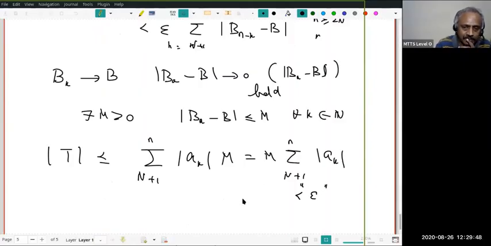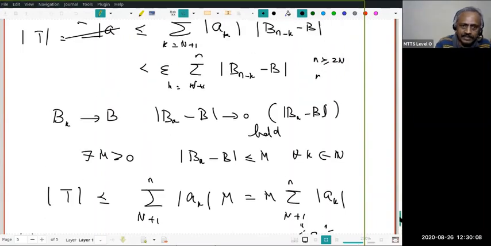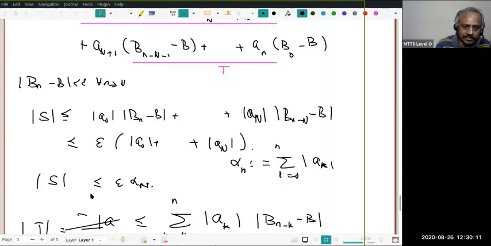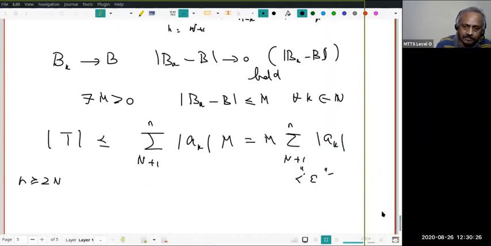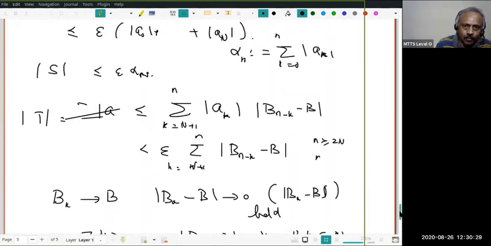For which n? Remember, this n is not fixed. The small n is not fixed. It is as large as I want, as long as little n is greater than or equal to 2 times capital N. You see that? Therefore, this is almost like an infinite series. You follow that? Look at this and look at the earlier thing, the estimate for mod s, which involved epsilon times alpha n, where alpha n is the partial sums of the series summation mod ak, the absolute series. Now, if I want to make sure both of them are less than epsilon, what is it that I have to do?